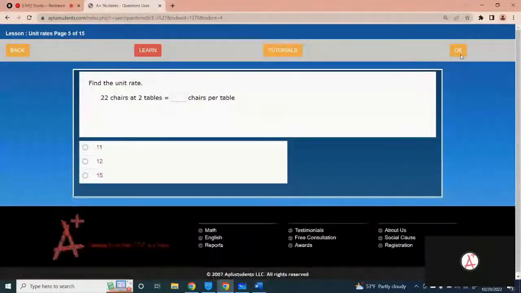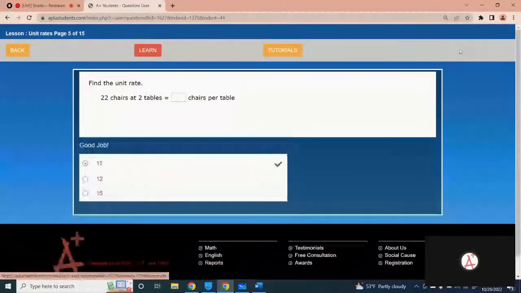Find the unit rate. 22 chairs at 2 tables. So how many chairs per table? So 22 divided by 2 is, yes, it is 11. Just select the correct option and click on the OK button.